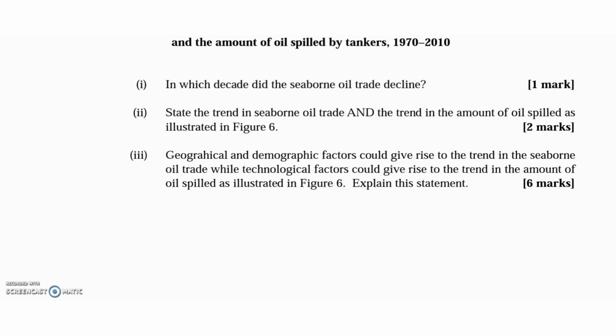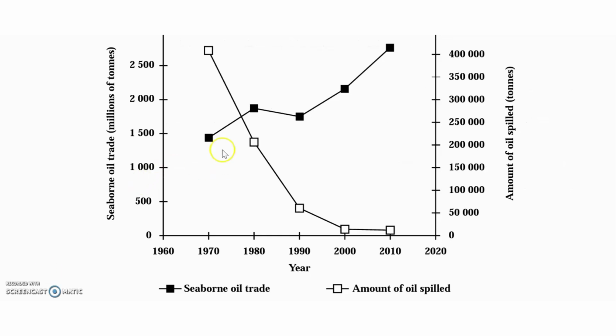The second part of the question is: state the trend in the seaborne oil trade and the trend in the amount of oil spilled as illustrated in Figure 6. For the seaborne oil trade, generally from the year 1970 to the year 2010, there was an overall increase in that trade, with the exception of a decade-long decline from 1980 to 1990 in terms of the actual trade itself.